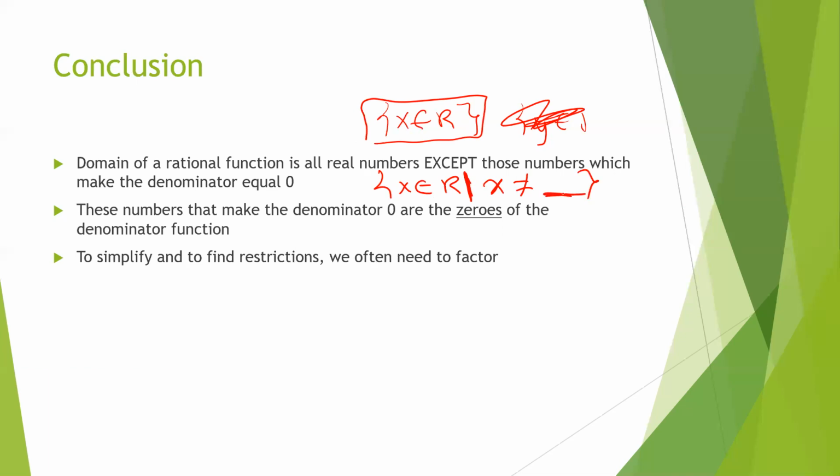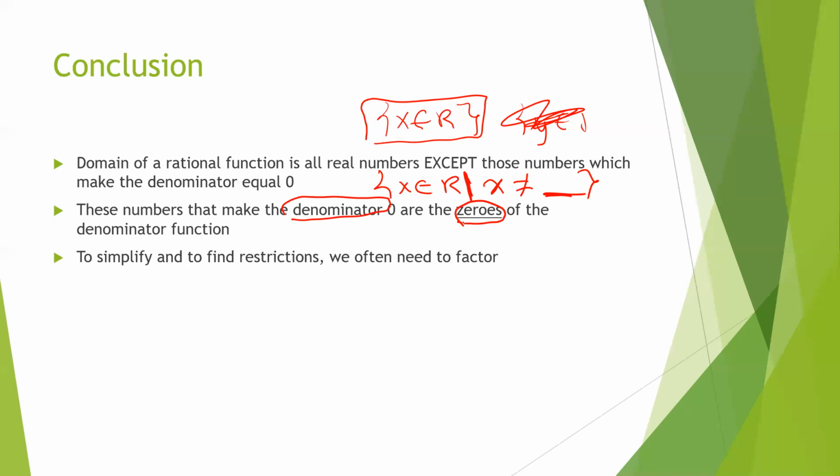And again, the numbers that make the denominator equal to 0, and I'll repeat this again, the numbers that make the denominator equal to 0, those are the zeros of your function. So that is going to be your restriction. I hope that kind of makes sense. So these numbers that make the denominator equal to 0 are the zeros of the denominator function, and these are going to be your restrictions.